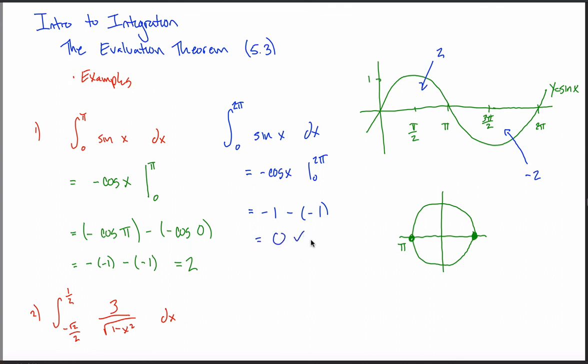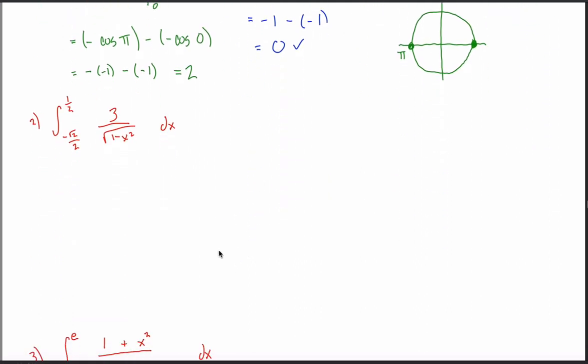Oh yeah, I knew that was going to be 0 because the symmetry of the sine graph tells me there's as much negative area from 0 to 2 pi as there is positive area from 0 to 2 pi. Anyways, I think that's interesting. Maybe you don't. Here's another example.